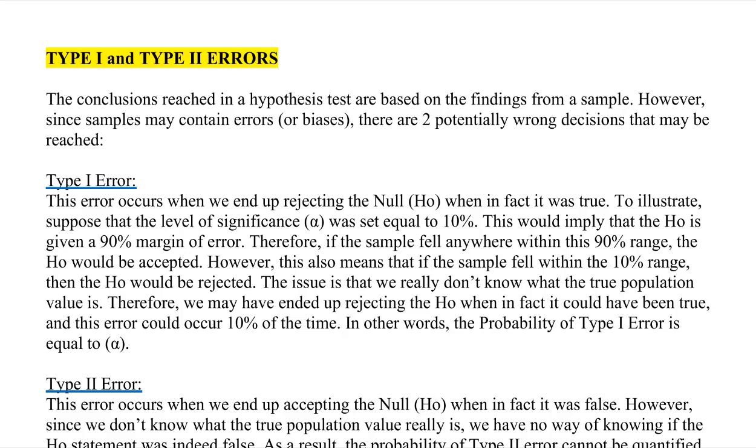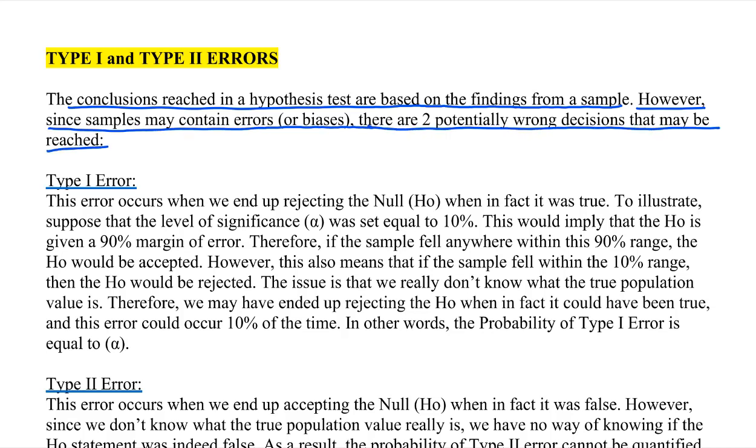Type 1 and Type 2 errors. The conclusions reached in a hypothesis test are based on the findings from a sample. However, since samples may contain errors or biases, there are two potentially wrong decisions that may be reached.